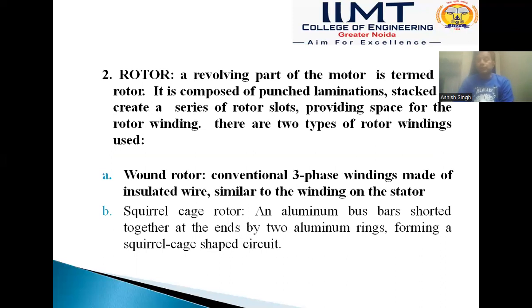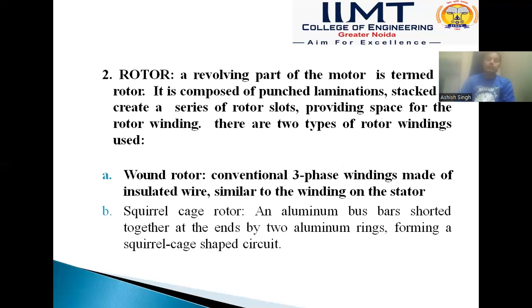In this type of rotor, we normally place a three-phase rotor winding made up of insulated wire, similar to the winding on the stator, in the rotor slots, and mainly at the rotor we generally connect the rotor winding in star connection.